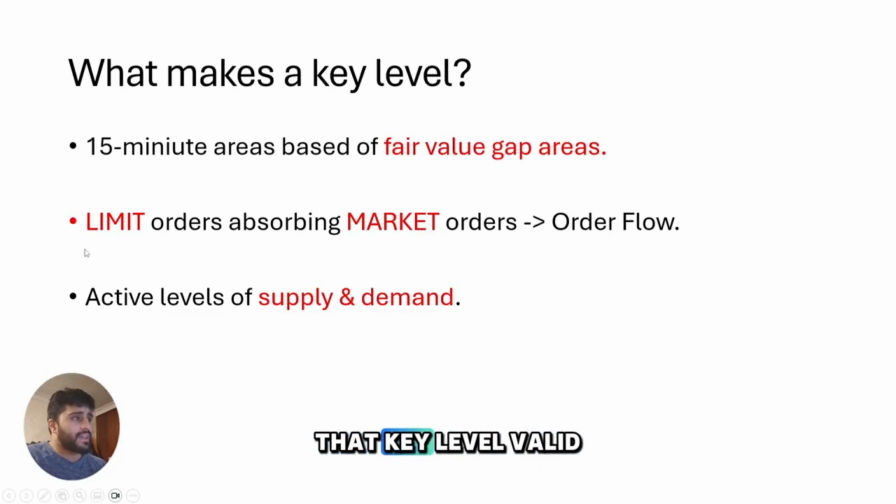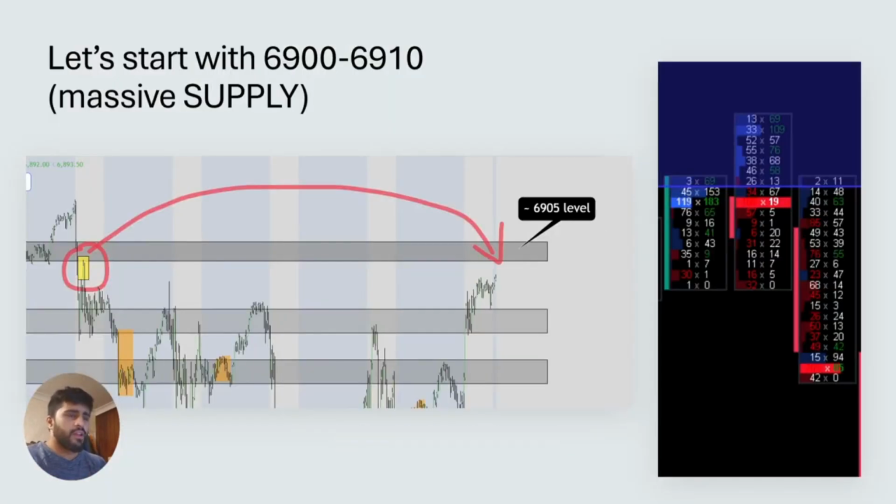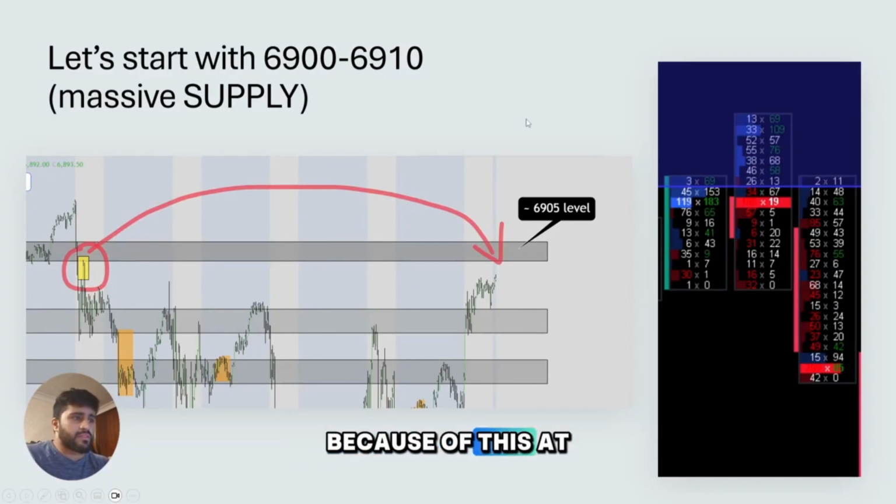Now, again, what made that key level valid was it came from a 15-minute fair value gap, and there were limit orders absorbing market orders, creating supply. So the reason that happened very simply is because of this. At 69.05, so this was around 69.01 to 69.10, roughly that sort of region over here, Monday sold off.